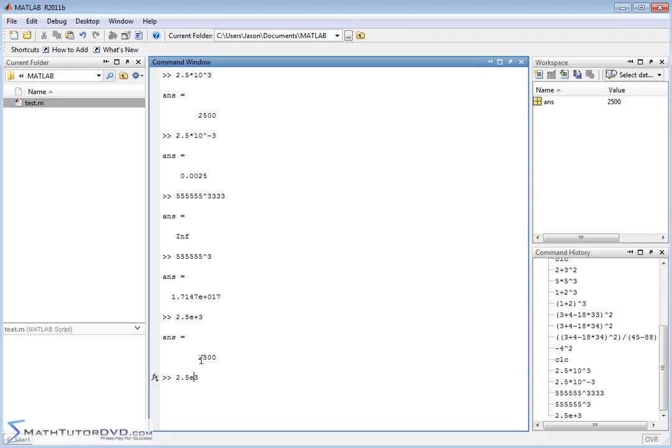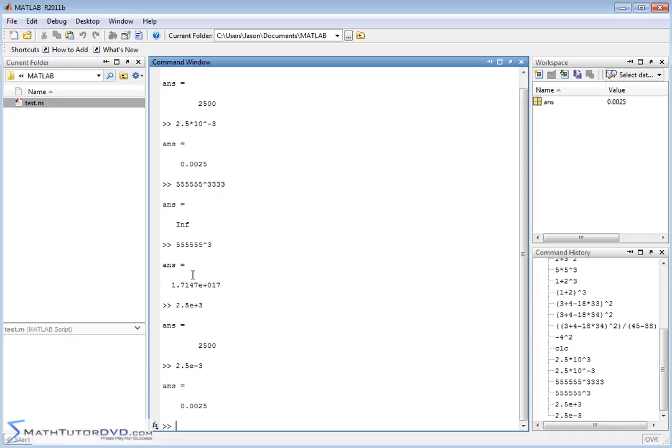Instead of e plus 3, I can say e minus 3, and then it'll be a smaller number. So it's whatever you want to do. If you want to say 2.5 e to the plus something, that's fine. If you want to say 2.5 times 10 to the 3, that's fine too. It's either way. It's completely valid either way.